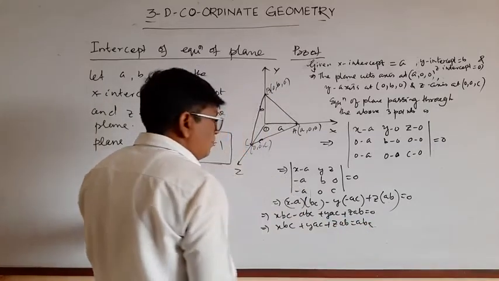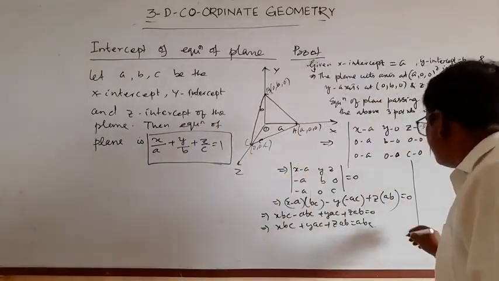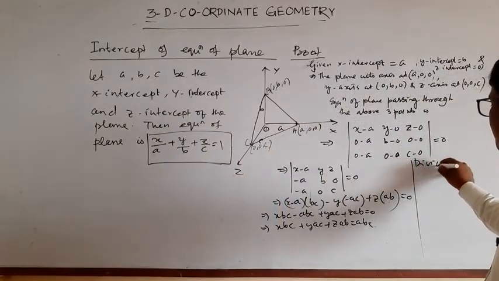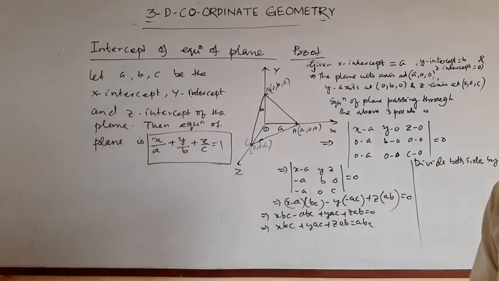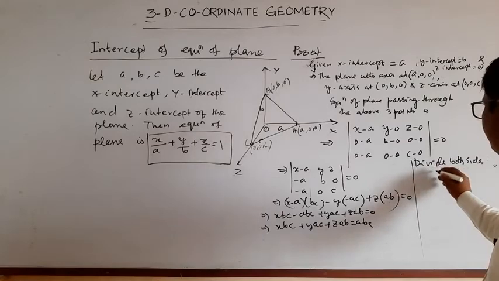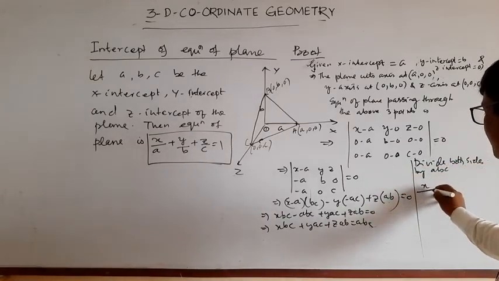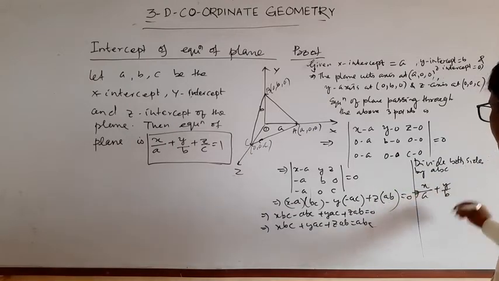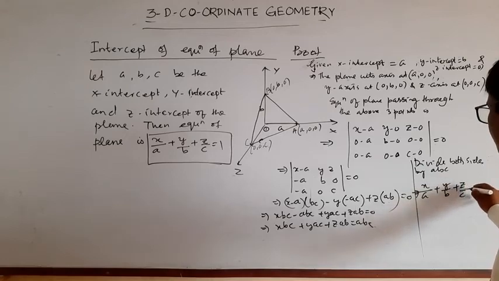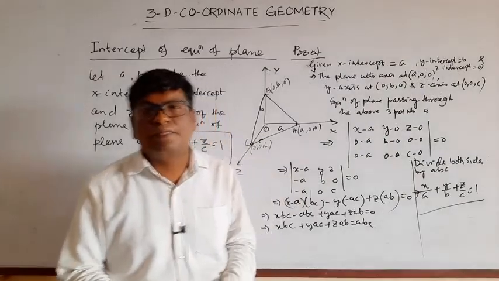So divide both sides by abc. So this is x by a plus y by b plus z by c is equal to 1. This is the required proof of the intercept form. Correct?